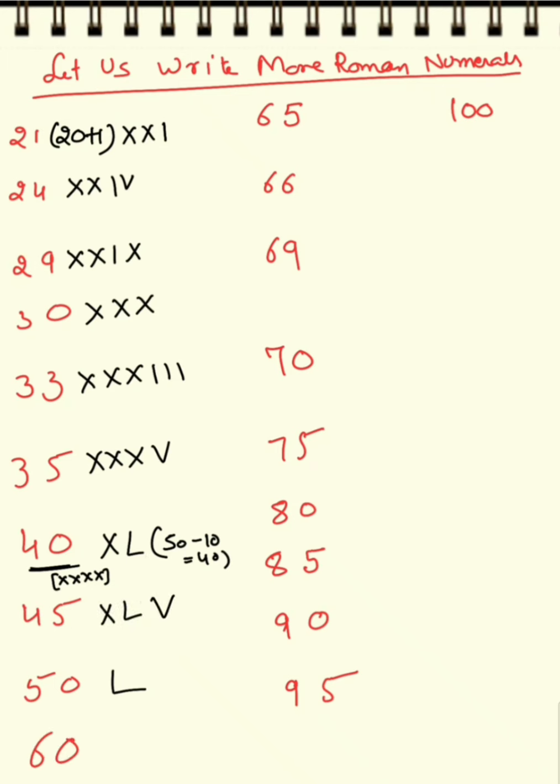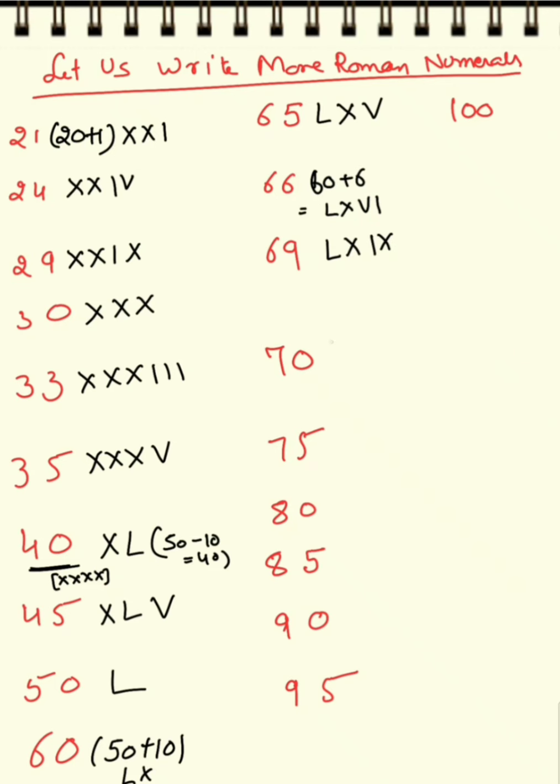This is 45. For 60 we will write 60 is equal to 50 plus 10, which is equal to, 50 is L and 10 is X, LX. And 65 will become LXV, and 66 will become 60 plus 6. 60 is LX, and for 6 we have this symbol. And 69 will write like 60 plus 9. 60 is LX and 9 is this.